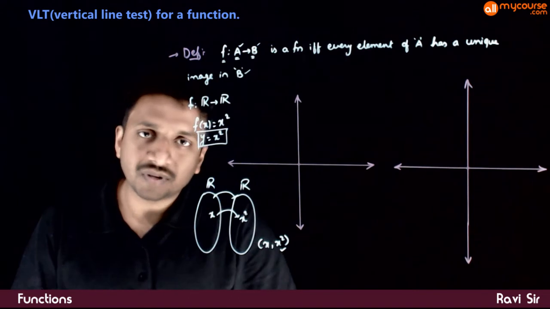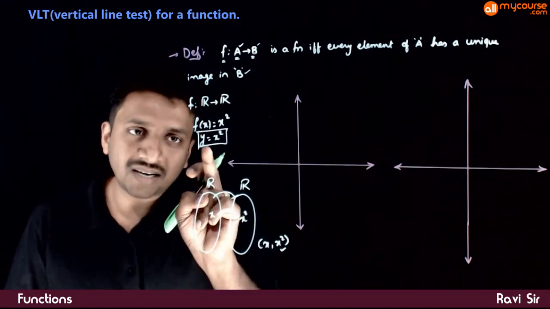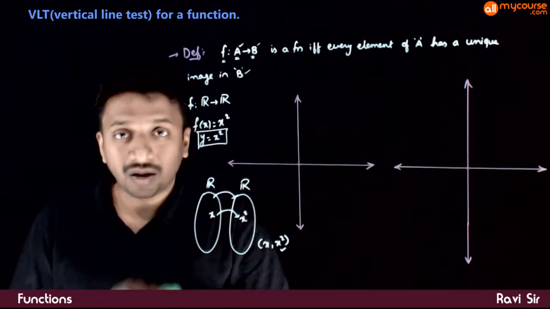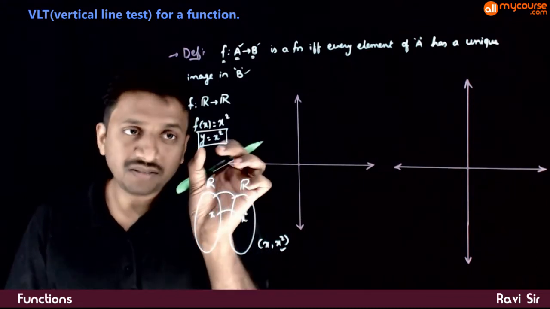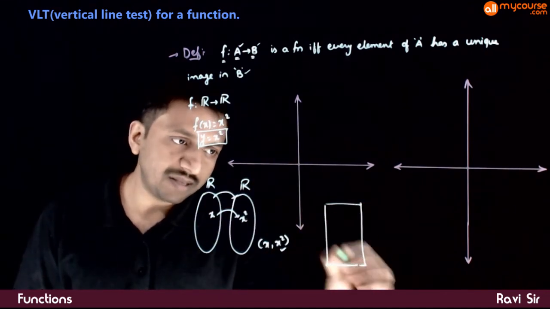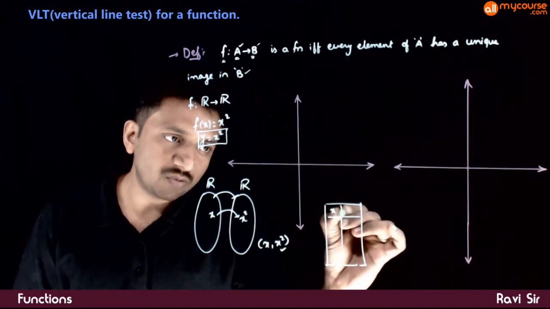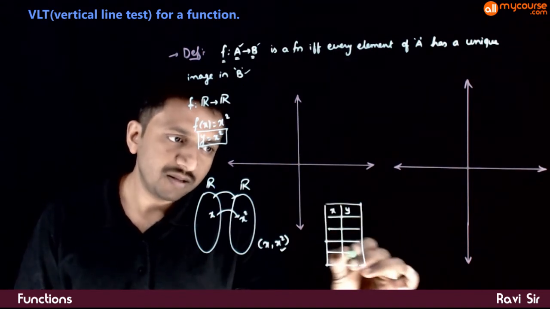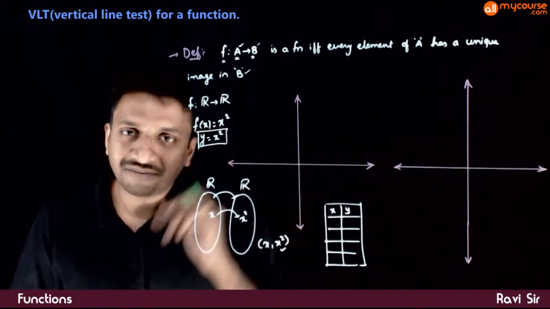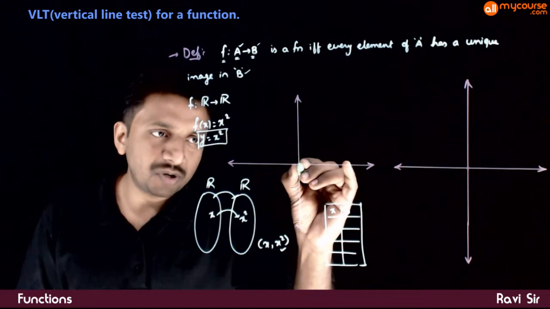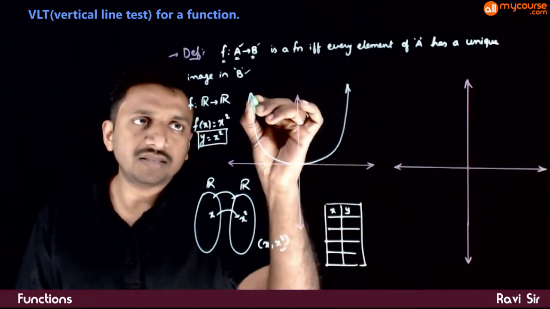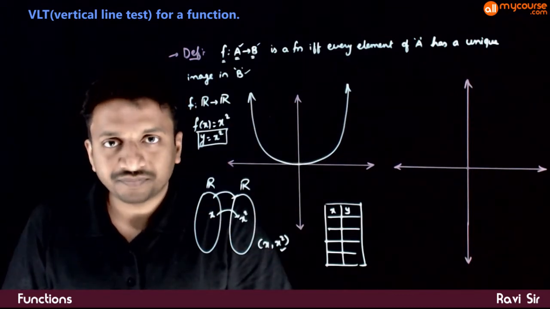Now how does the graph of this look like? We know the standard graph of y is equal to x square. So you can directly draw the graph if you already know how the graph looks like. Otherwise, you can form a sample table of x values and y values, and once you have a sample table, you can get the graph. So y is equal to x square. I am drawing the graph which I know. y is equal to x square is a parabolic curve.